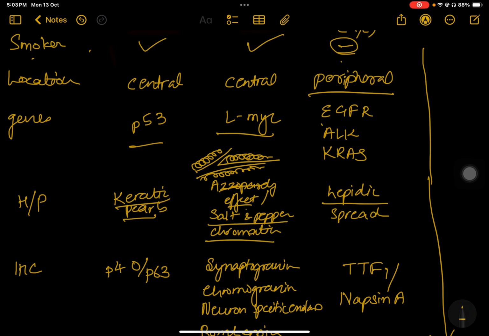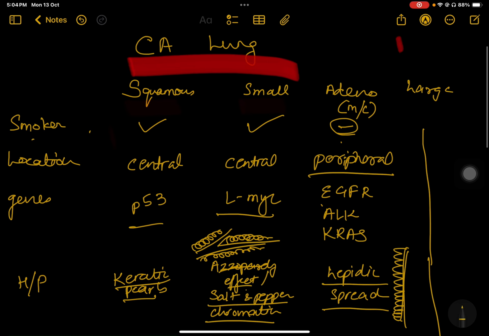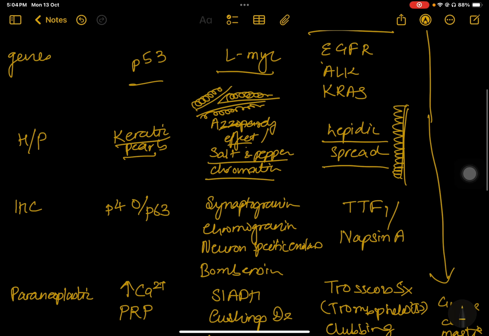In adenocarcinoma, you see lepidic spread, which is the butterfly on fence appearance of the cells along the vessels. So that is the lepidic spread, which is seen in adenocarcinoma.